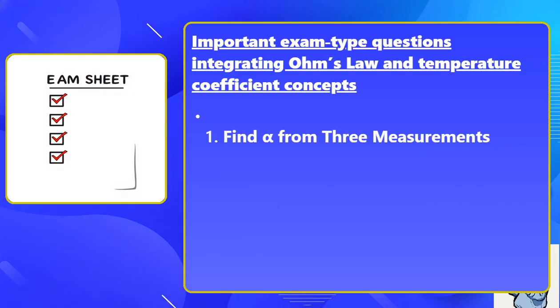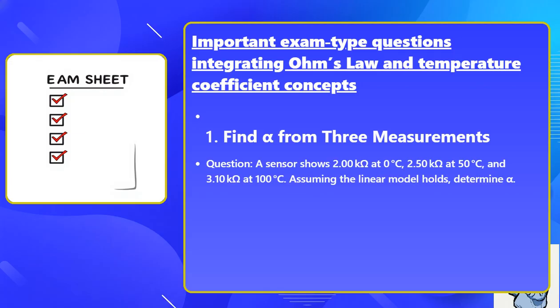3. Find alpha from 3 measurements. Question: a sensor shows 2.00 kilo ohms at 0 degrees Celsius, 2.50 kilo ohms at 50 degrees Celsius, and 3.10 kilo ohms at 100 degrees Celsius. Assuming the linear model holds, determine alpha. Hint: use any 2 points in the alpha formula. Alpha equals [Rt minus R0] divided by [R0 times (t minus t0)].